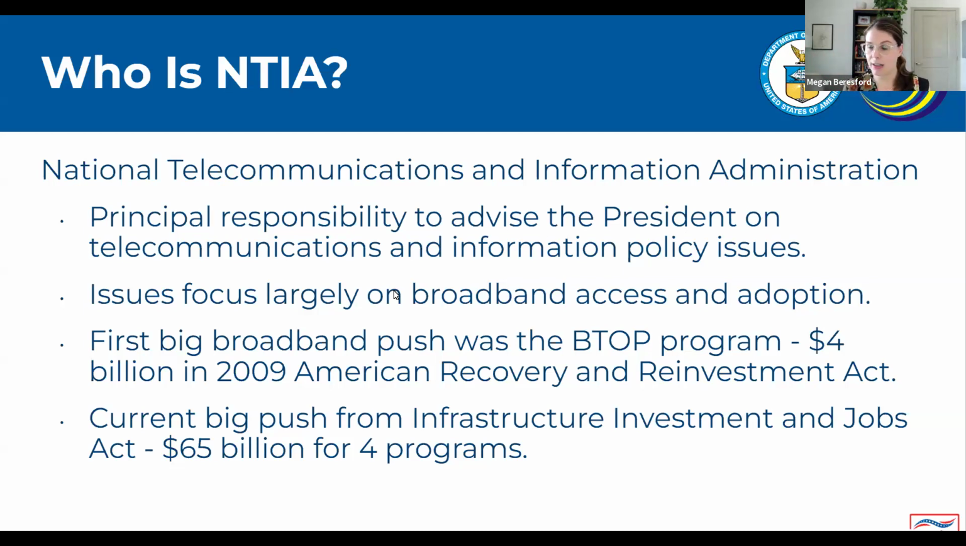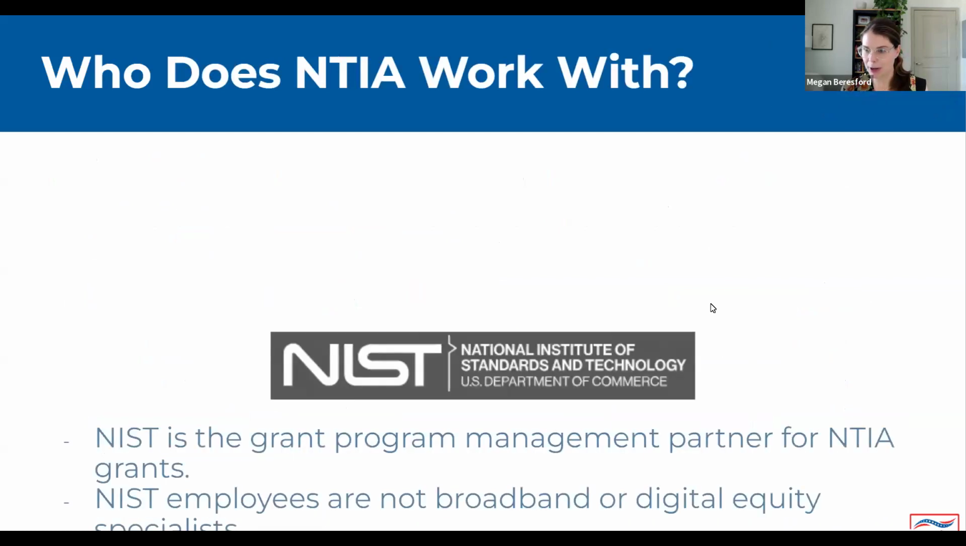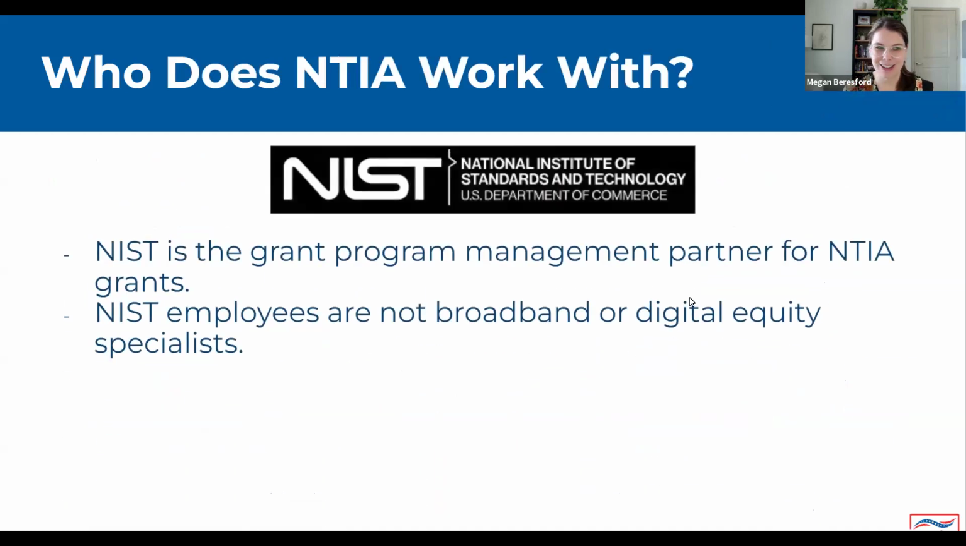They first started when there was the BTOP program, and that had $4 billion that went to deploying broadband. And now, again, we have the Infrastructure Investment and Jobs Act, which is $65 billion, a lot of money, for 4 different programs that they're going to be handling. So, who do they work with? It's a lot to do, a lot of money, and they're not handling it alone.